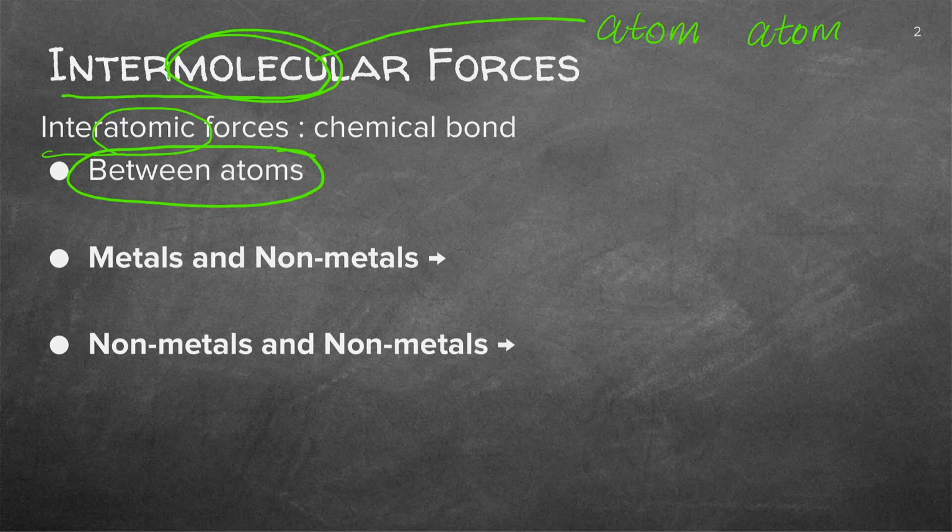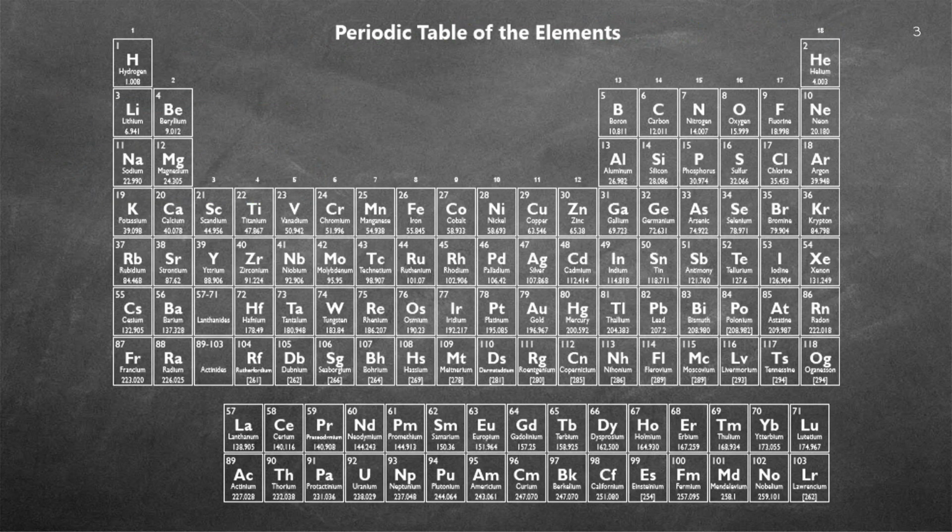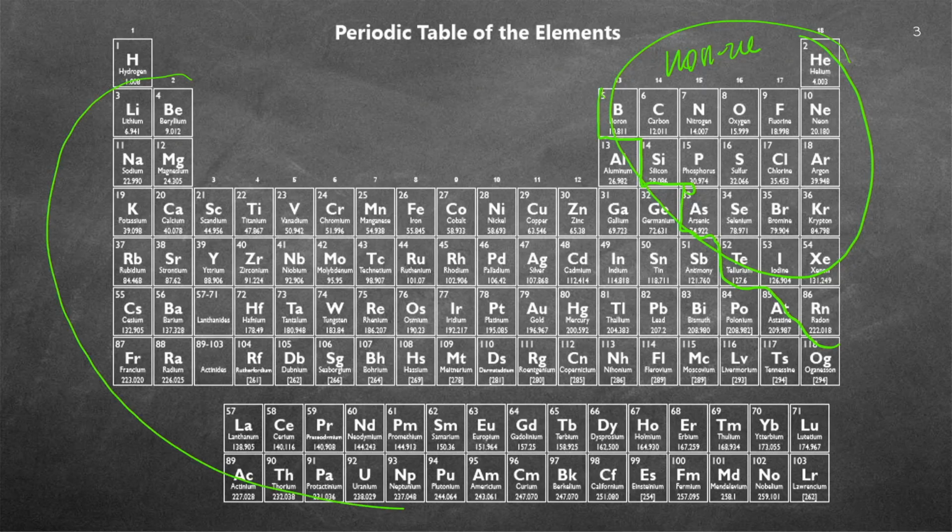Now what we have is the periodic table. In the periodic table, we've got two main groups. That line there signifies that these ones will be the non-metals, and the rest of the periodic table will be the metals. So that's where we start.